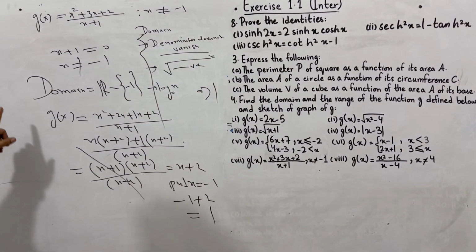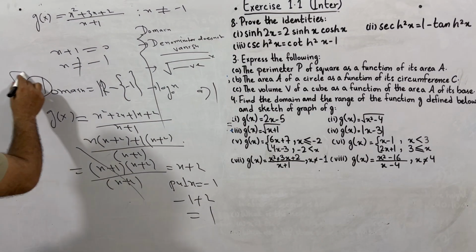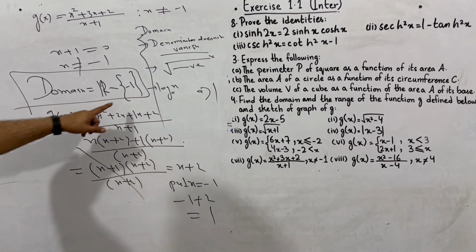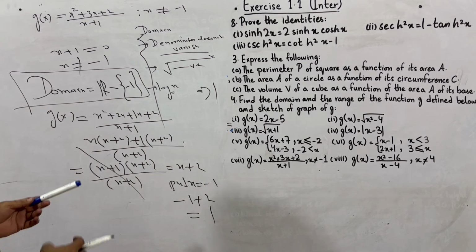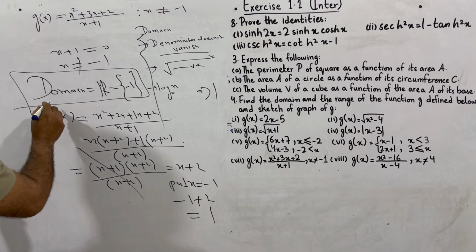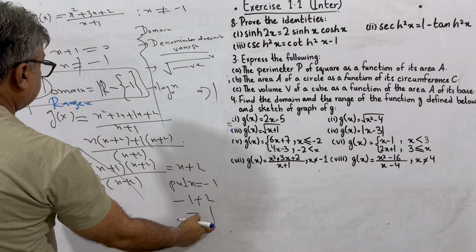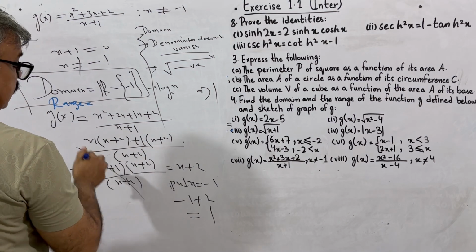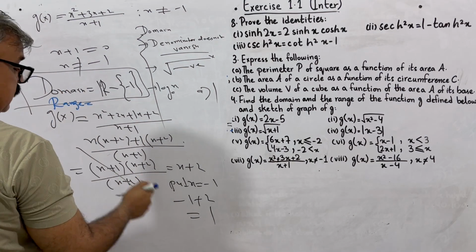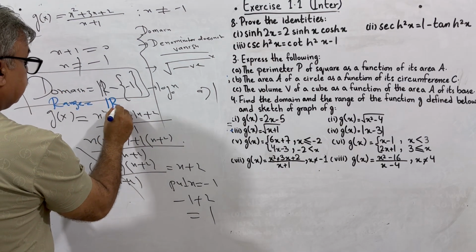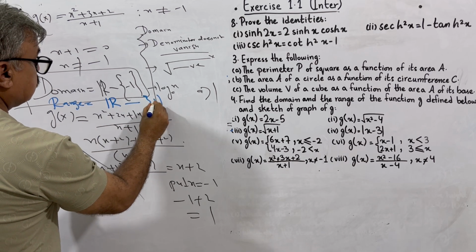So from the domain, we have to delete minus 1. From the range, we have to delete this limit value, that limit value that we have obtained using limit. So our range is all real numbers excluding this one.